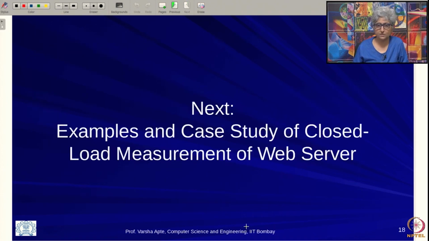So, this brings us to a close of the basic theory and simple examples for closed queuing systems, and in the next lecture we will look at some more examples and we will go back to our case study of a web server. This time we will look at closed load measurements.